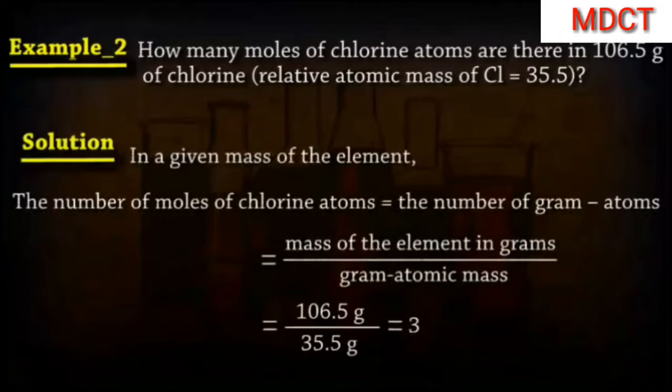In a given mass of the element, the number of moles of chlorine atoms, which is the number of gram atoms, is equal to mass of the element in grams divided by gram atomic mass, is equal to 106.5 grams divided by 35.5 grams, is equal to 3.